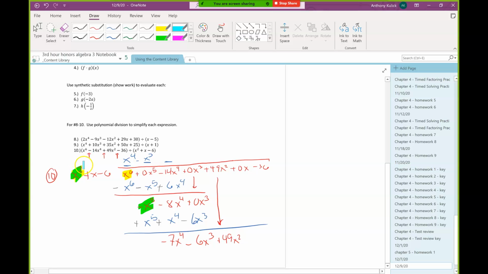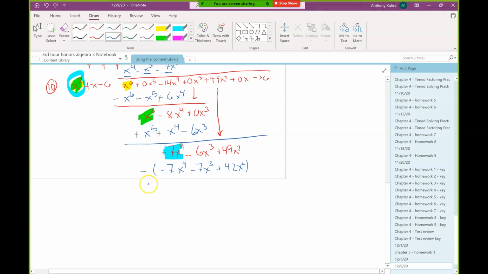So we're going to ask ourselves, what times x squared gives me negative 7x to the fourth? Well, that would be negative 7 x squared. So I'll distribute that through. That gives me negative 7x to the fourth, minus 7x to the third, plus 42x squared. And we'll subtract down.